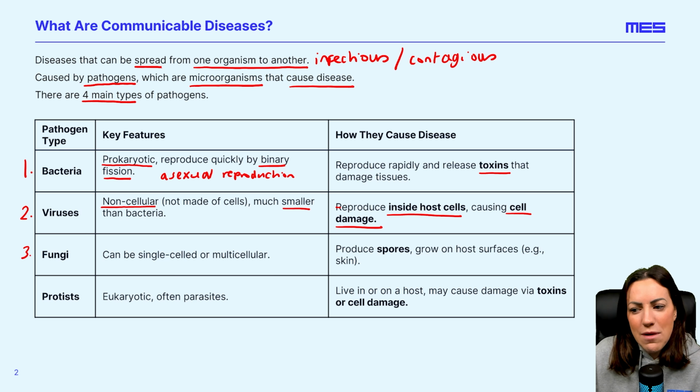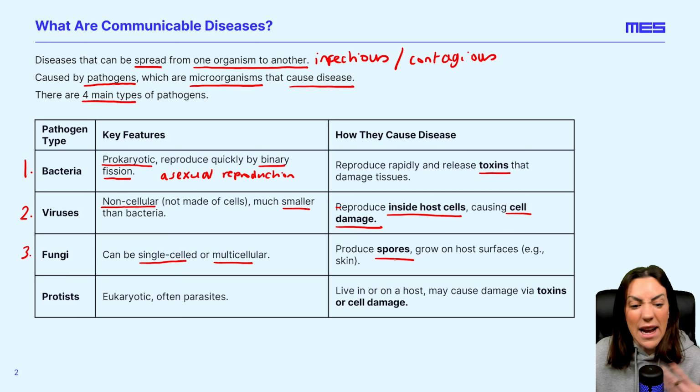Now, the third type of pathogen is fungi. Now, fungi, you don't learn much about their structure, but they are eukaryotic cells. They do have a nucleus. They can be single-celled or they can be multicellular, which just means they can consist of many cells. They produce spores, which they use for reproduction, and they grow on the surface of a host. Like, for example, they might grow and reproduce on your skin.